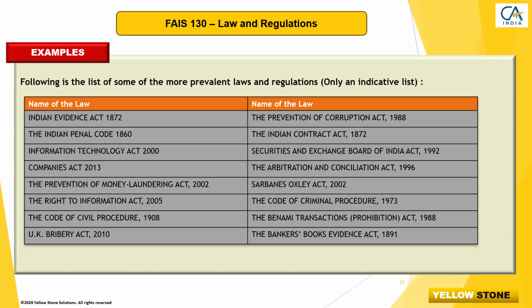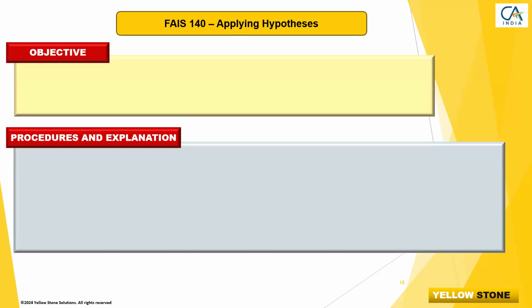These are just a flavor, because a lot of people ask, we talk about fraud and this and that, but what are the kinds of laws which come into the picture? Usually people restrict themselves to the Companies Act and maybe the SEBI Act, and name two or three. So this just gives us a larger purview on laws and regulations. So that's about it.